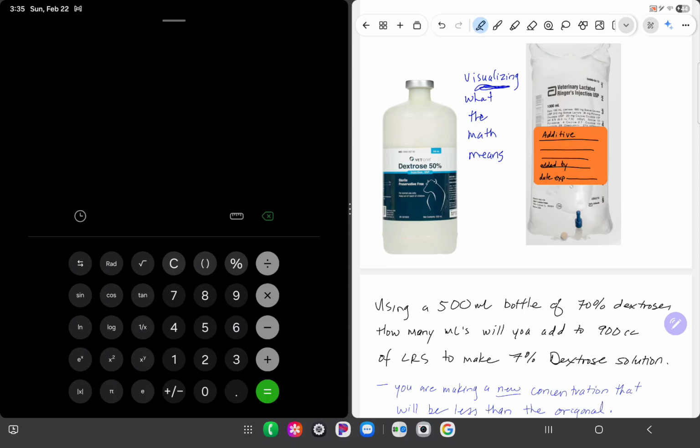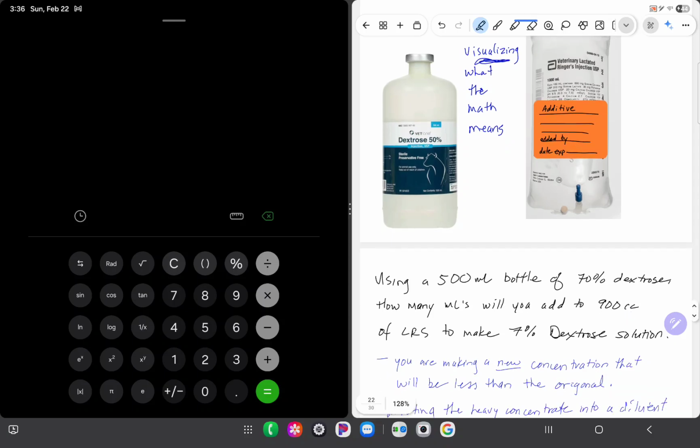So we'll try to talk through, first of all, what the VTNE will say on its math questions, and then we'll talk through how we visualize this so that it makes more sense. So the question is, using a 500 ml bottle of 70% dextrose, how many mils will you add to 900 mils of LRS to make 7% dextrose solution? Okay, so where do we start with that?